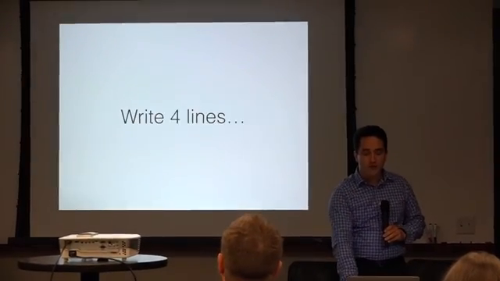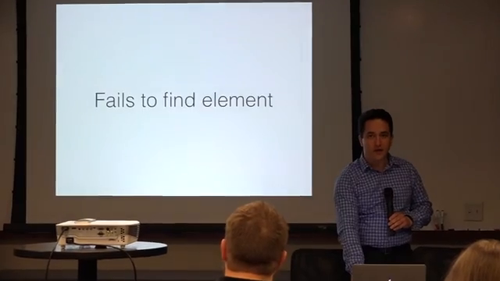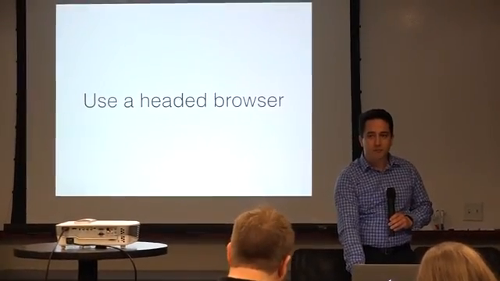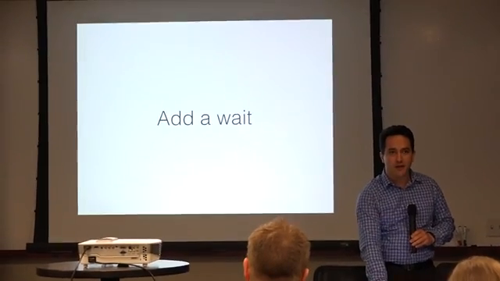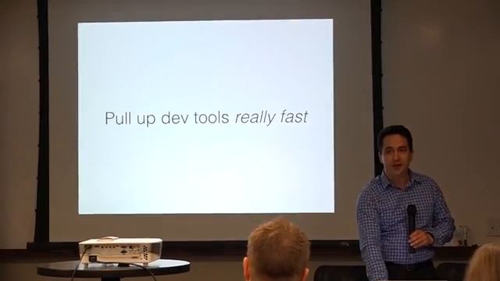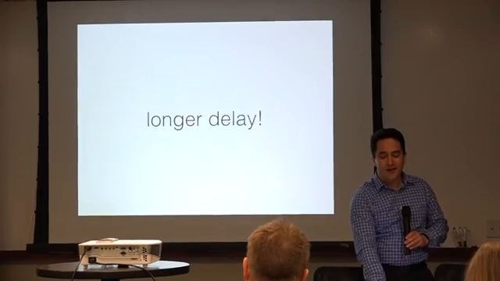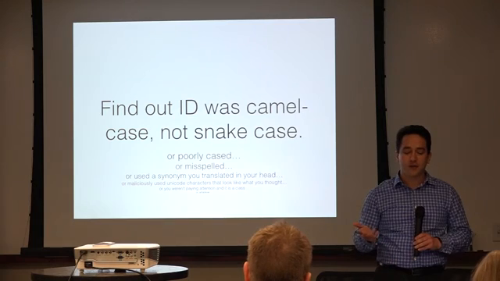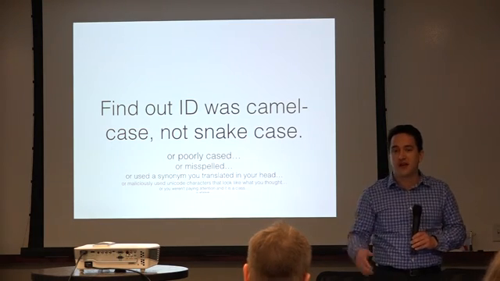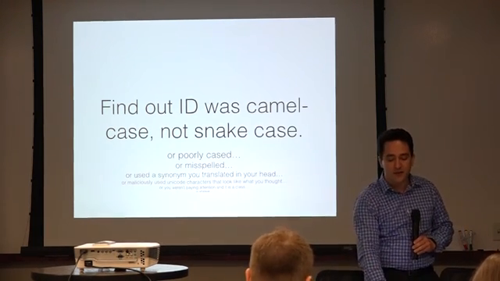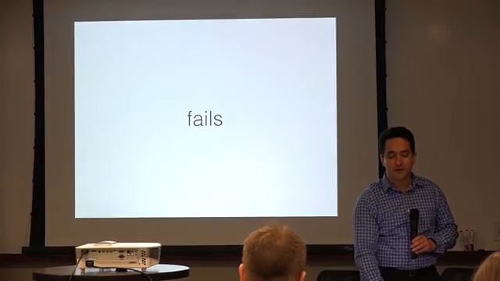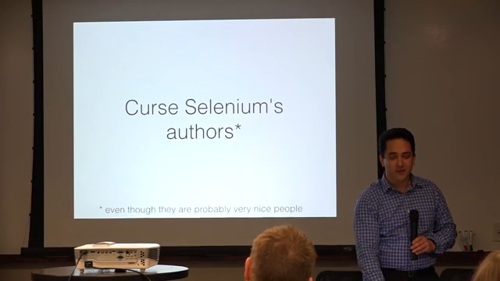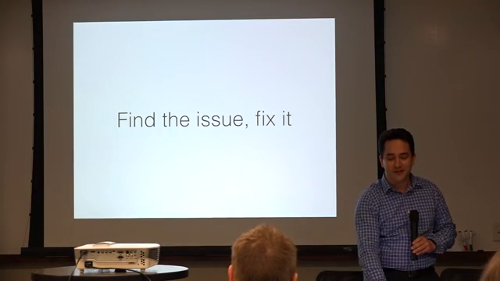You know, what you end up doing is you write 4 lines to try and find an element. It doesn't find the element. You think the selector looks fine, so you try it in a browser, and that looks fine. So you add a wait, and then you pull up DevTools really fast, but that doesn't work. So then you put a longer wait, and you finally figure out, oh, you thought the ID was camel case, but it's snake case, and you just didn't notice that, because in your mind you map those things the same. Fix the test, you write 4 more lines, fails again. Put a really long sleep in, curse Selenium, curse Selenium's authors, find the issue and fix it.